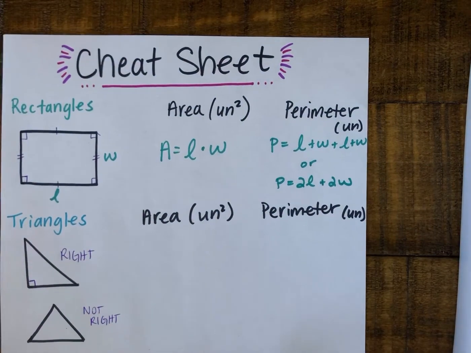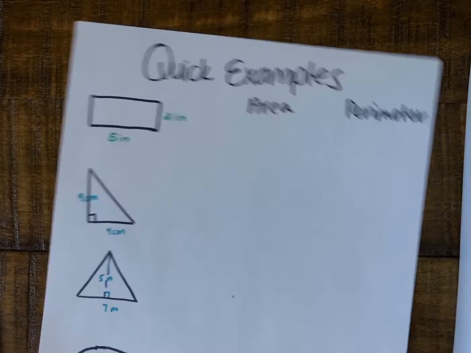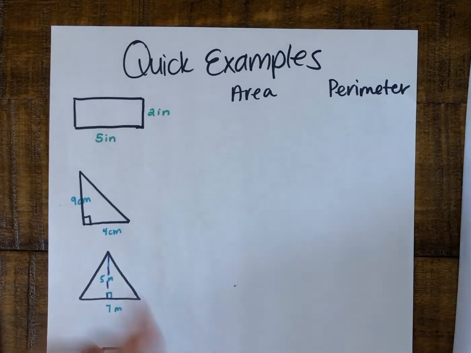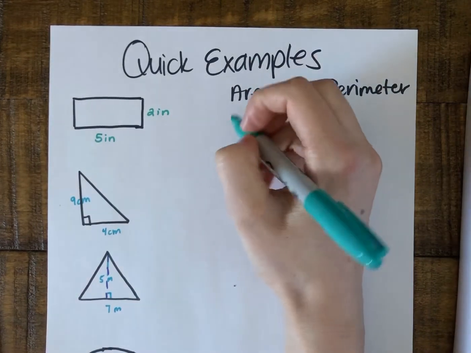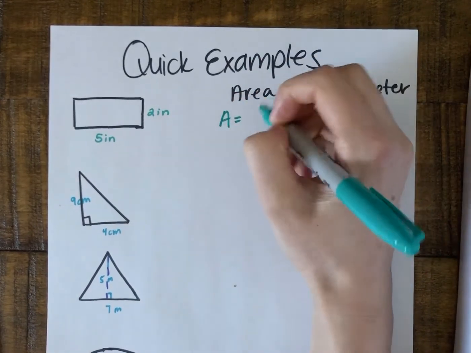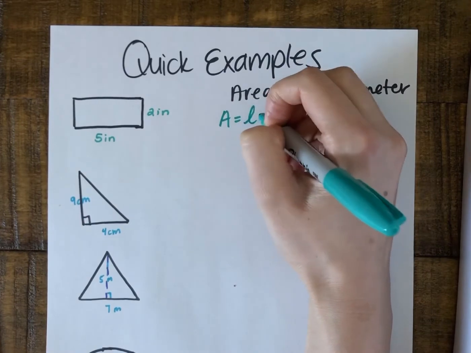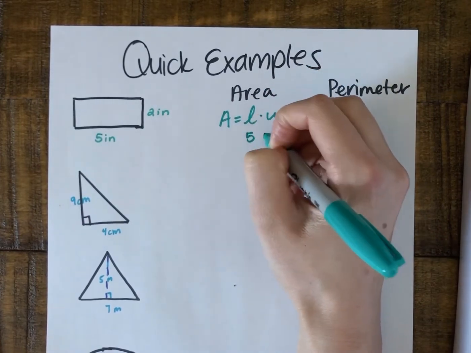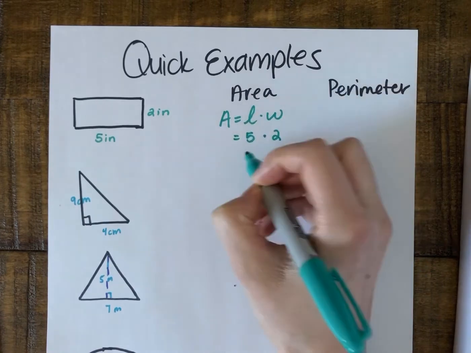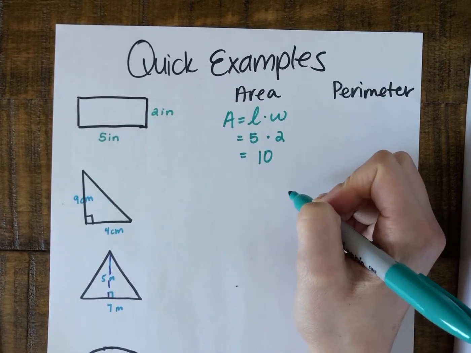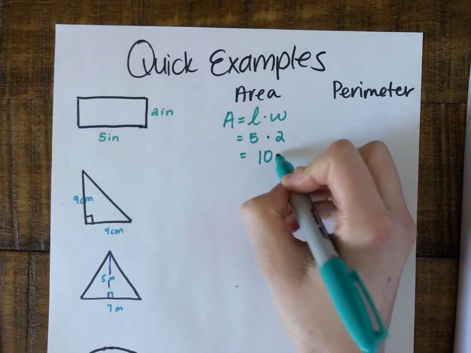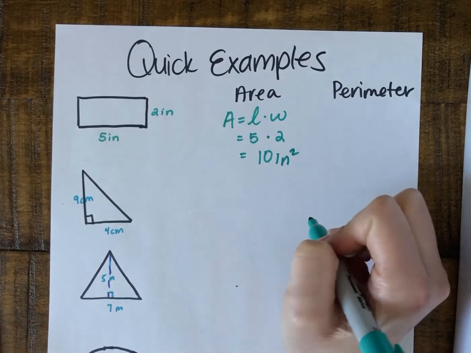So let's see a quick example of that. So here's a rectangle. It has a length of 5 and a width of 2. So to find its area, I would multiply length times width. So 5 times 2, and I would get 10. And so since my unit was inches, I would measure in squinches, square inches.